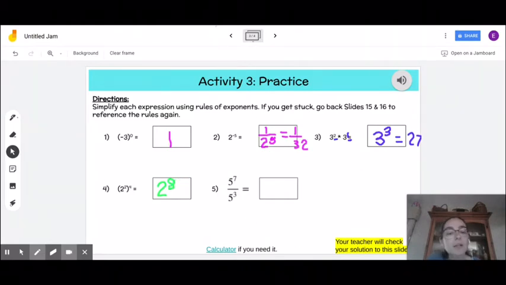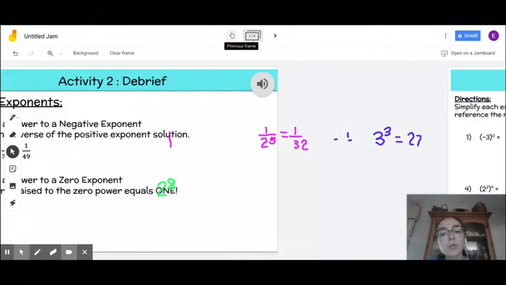Okay, nice job. Let's take a look at this last one here. I have 5 to the 7th divided by 5 to the 3rd. What we need to do for this one is look back at our slides and see what our rule is when we divide.